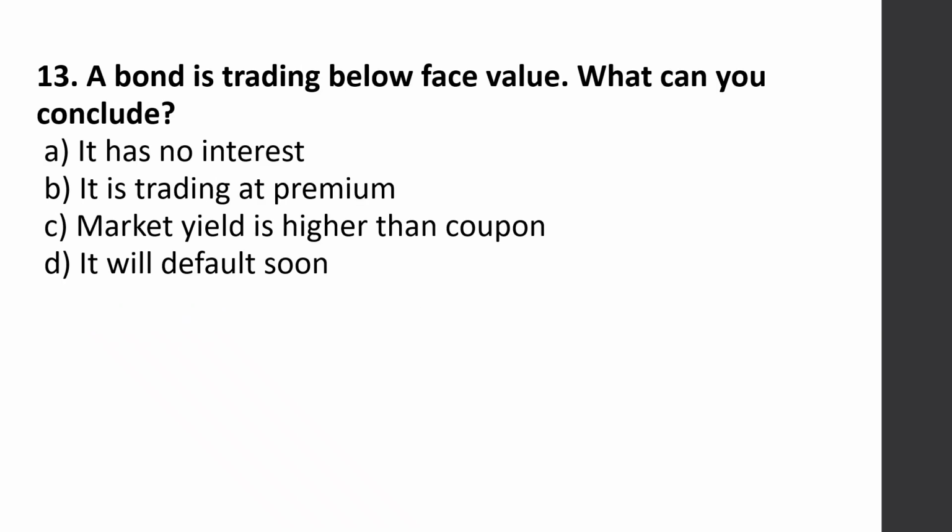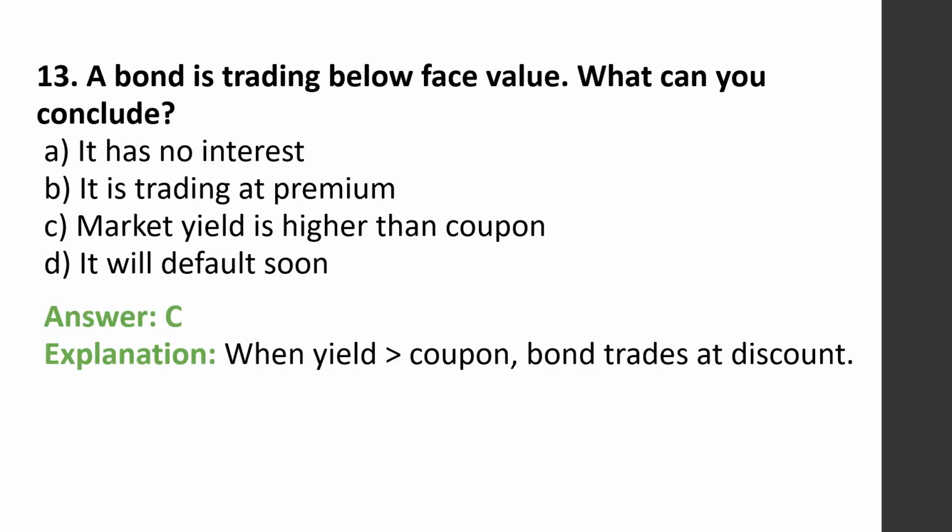A bond is trading below face value. What can you conclude? Option A, it has no interest. Option B, it is trading at premium. Option C, market yield is higher than coupon. And option D, it will default soon. Correct answer is option C, market yield is higher than coupon. When yield is greater than coupon, bond trades at discount.